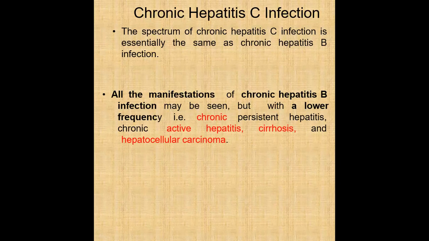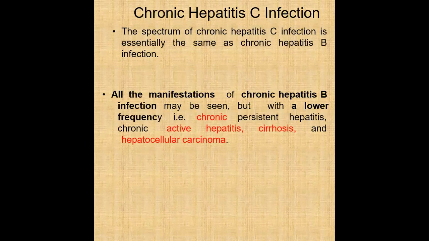Then the urine coloration is somewhat dark as compared to normal, having a clay-like color. All these things that appear in case of hepatitis B, the same conditions are also found in hepatitis C.